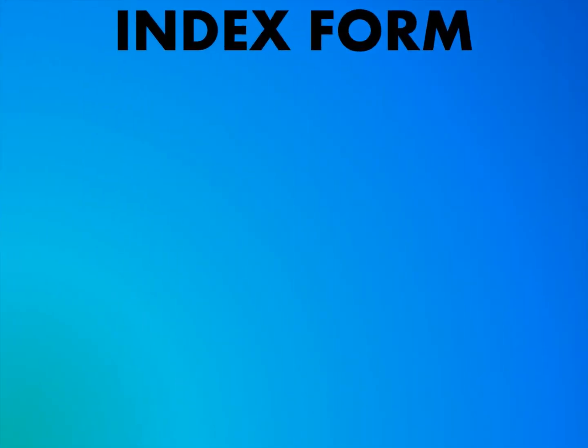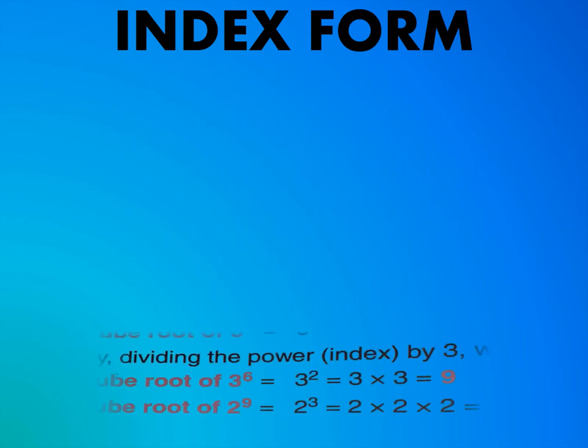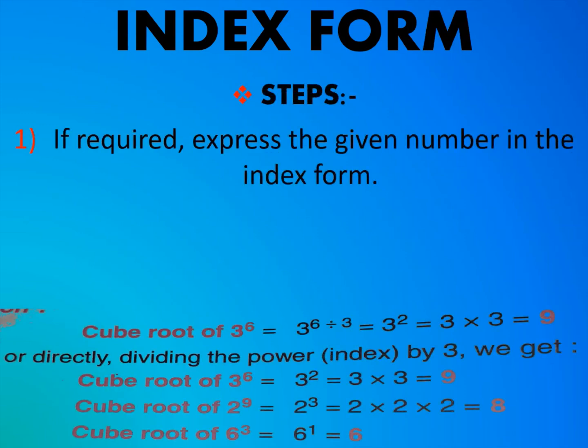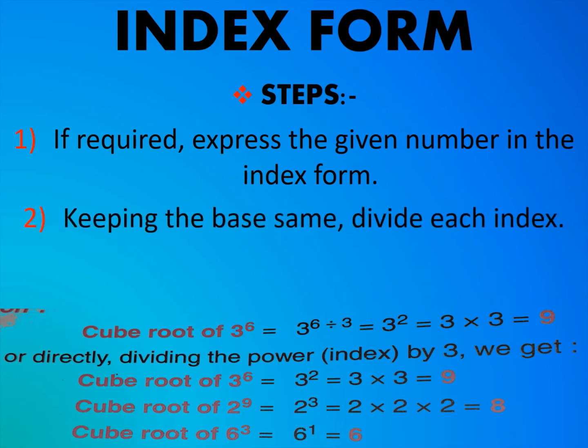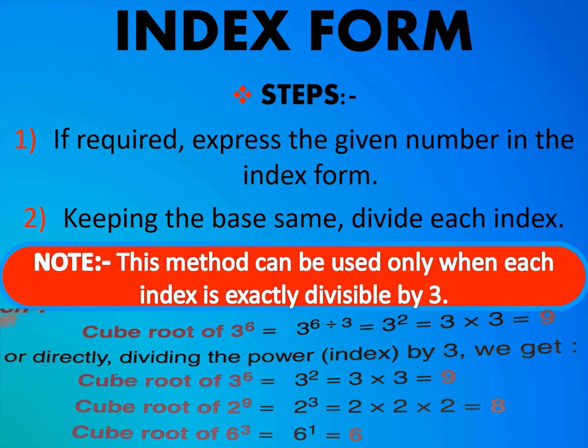Now we will learn to find the cube root of a number by index form. Step 1. If required, express the given number in the index form. Keeping the base same, divide each index. Always remember, the index form method can be used only when each index is exactly divisible by 3.